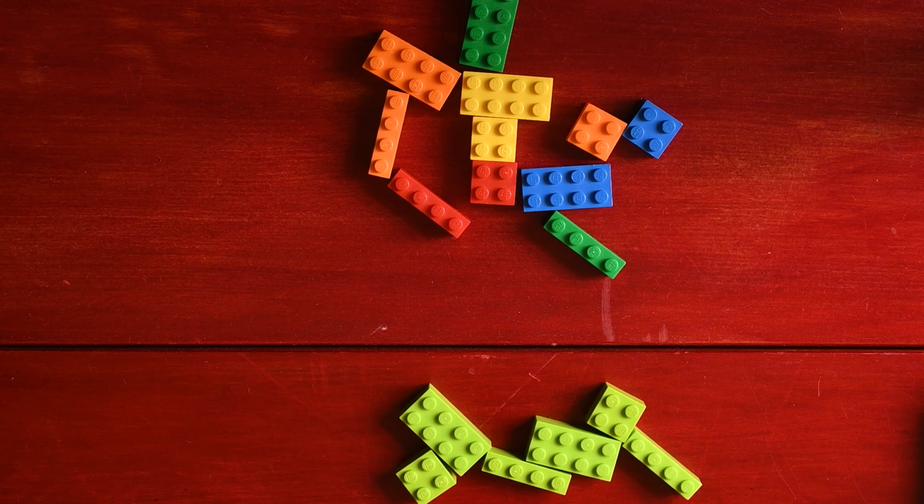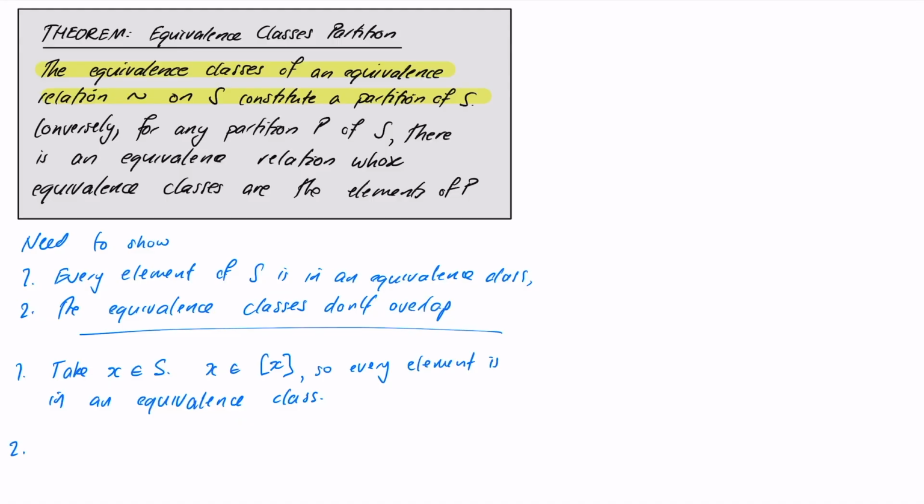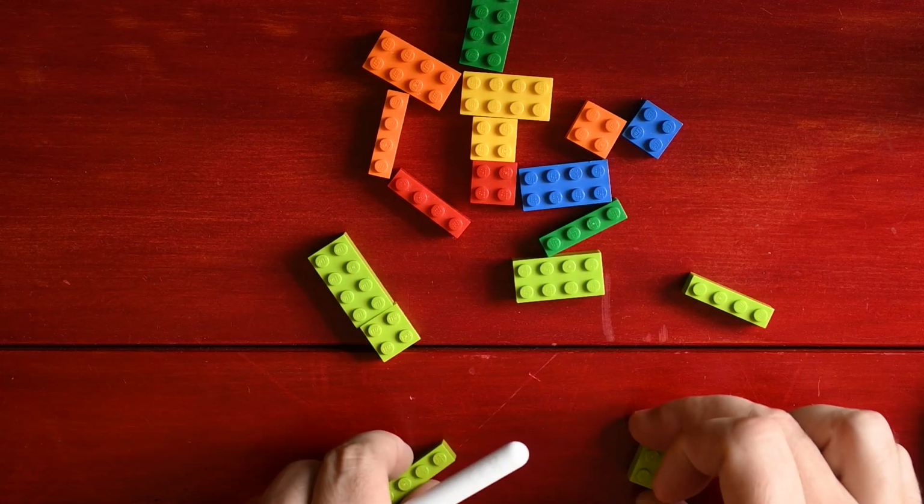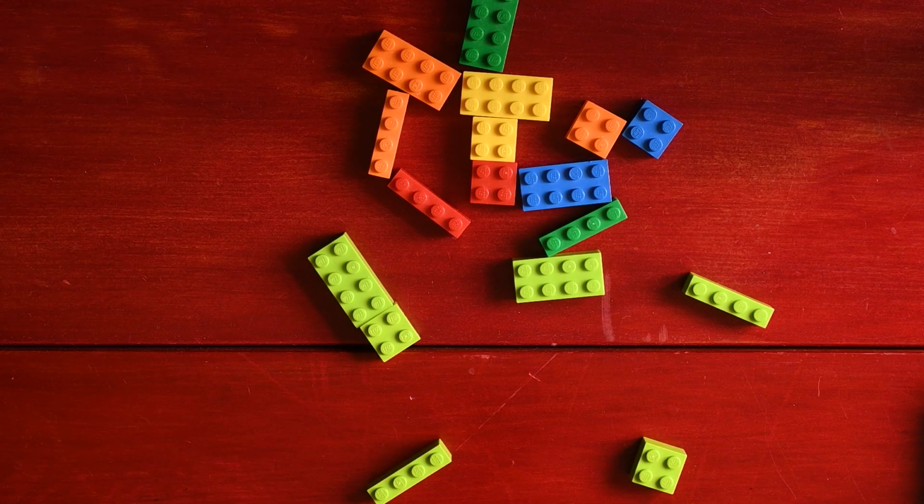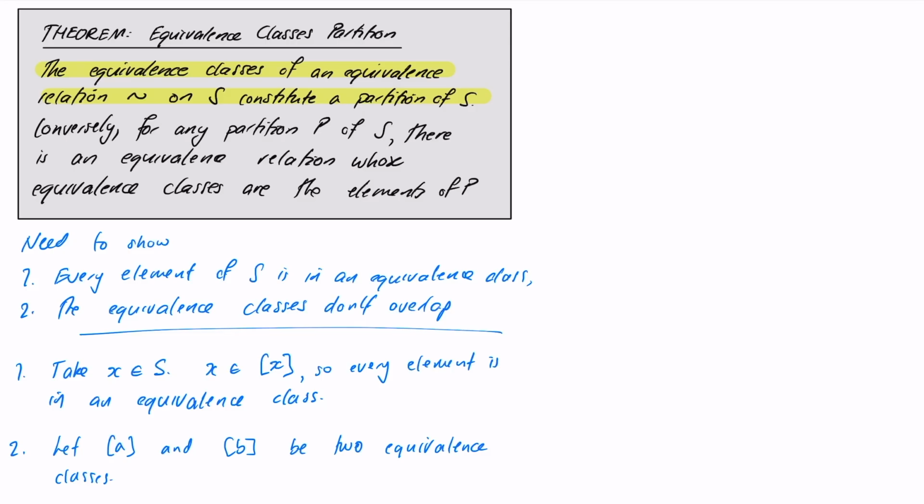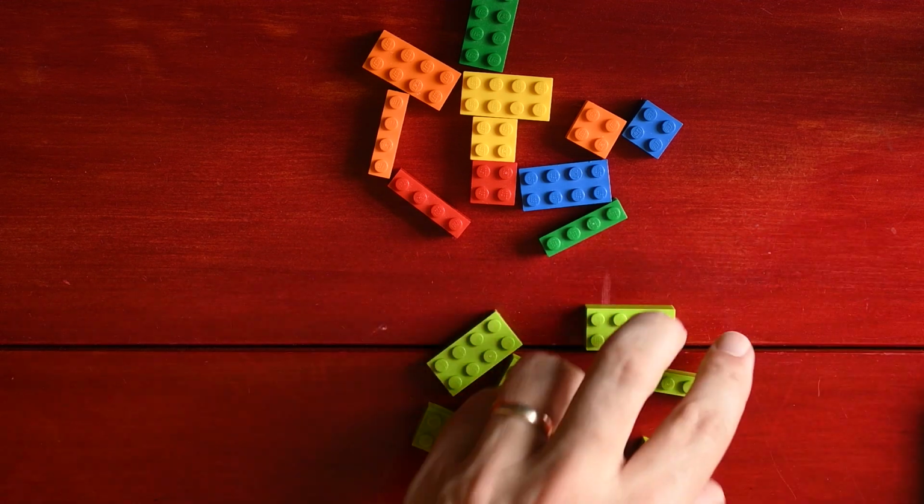So what I'm going to do is take two equivalence classes and see what happens. So we'll say let A and B be two equivalence classes. As far as we're concerned, they're just represented by two single elements. Now, if they don't overlap, then there's nothing more to do, because that's what we're trying to show. So the case we need to hone in on is the one where there is some kind of overlap between these equivalence classes.